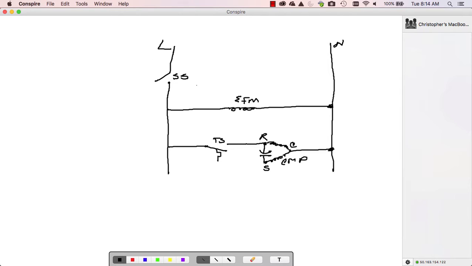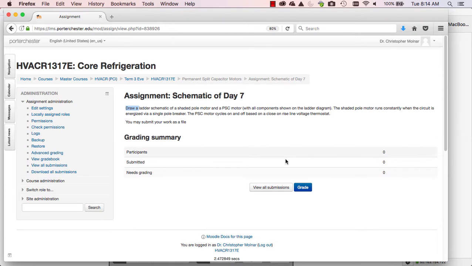So again, when we look at this diagram, I have my service switch, which is my single pole breaker. I have an evaporator fan motor with a shaded pole, that's a shaded pole motor wired to run constantly. I have my PSC motor with my run cap in here, and a thermostat, that's a cooling thermostat, and that cycles that motor. So that's that diagram. If I go back to my assignment of the day, we've met that.